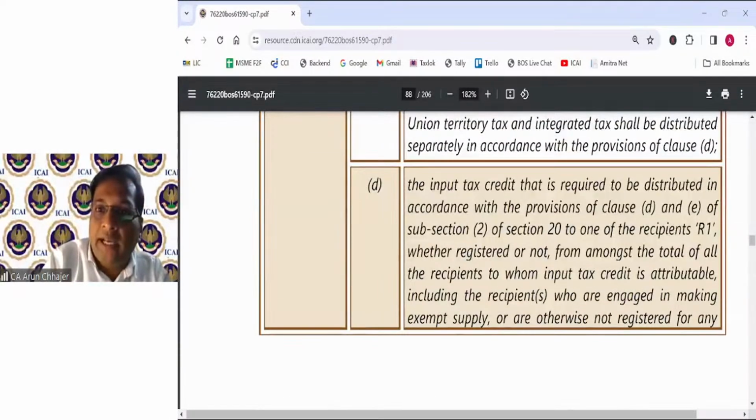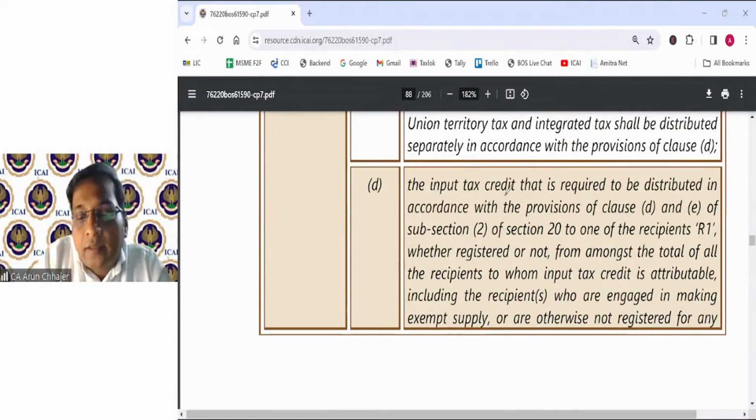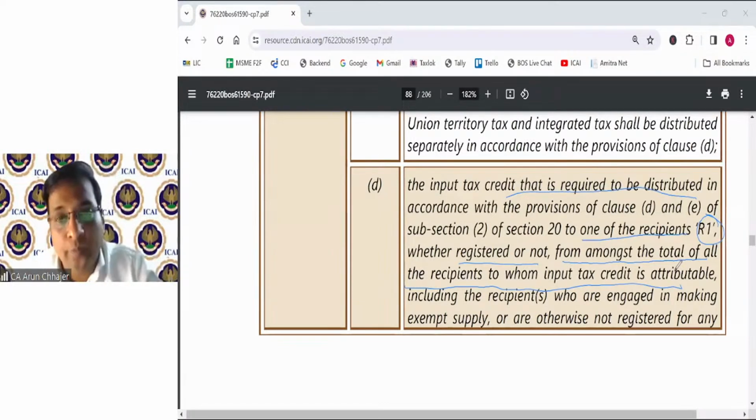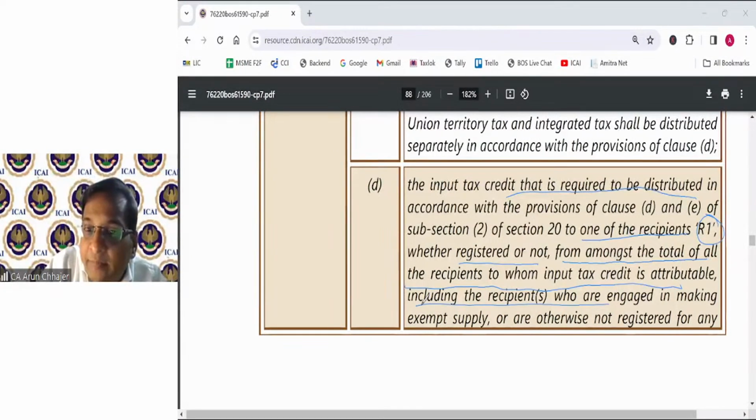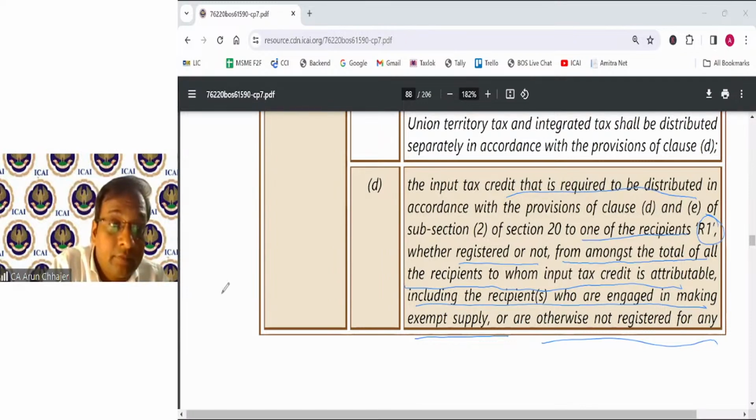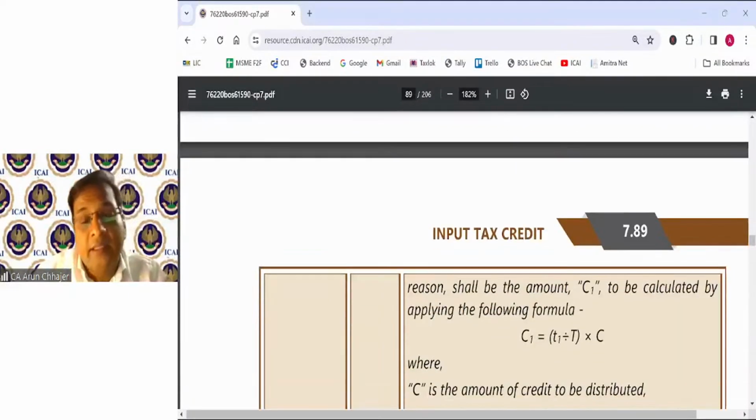The input tax credit that is required to be distributed to one of the recipient, say R1, whether registered or not, from amongst the total of all the recipient to whom the input tax is attributable. So not all the branches to whom that ITC is to be distributed, including the recipient who are engaged in making the exempt supply or otherwise not registered for any reason, shall be how much ITC to be distributed?